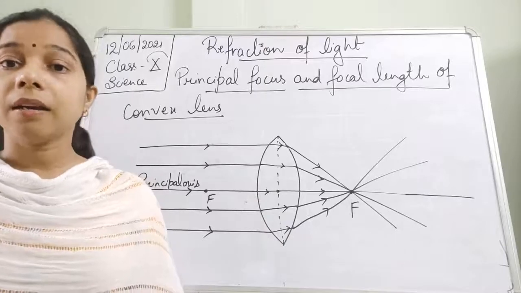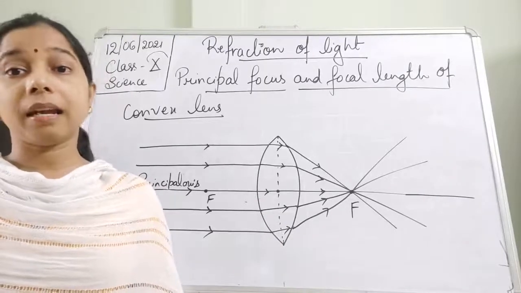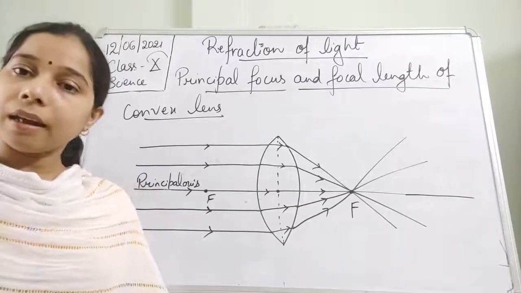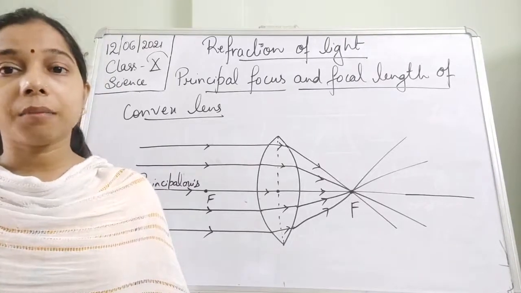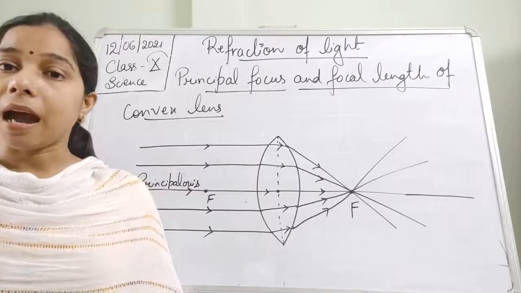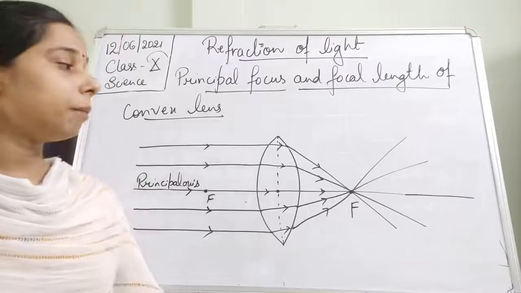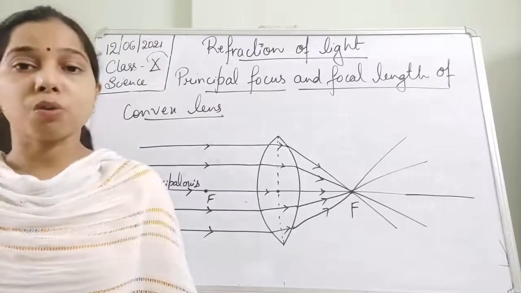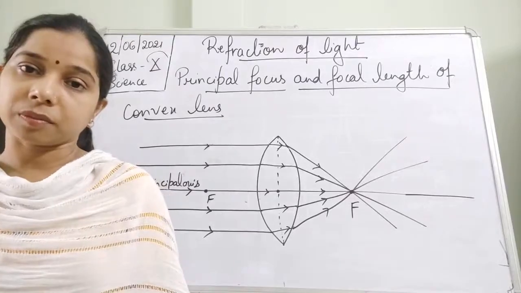But we know that when light moving from air enters into glass, and a lens is what? It is glass only. So when light enters into the glass, at that time it shows the process of refraction. It means it gets bent, and because of the bending, they meet at a point. All of them meet at a point, and that is called the principal focus.